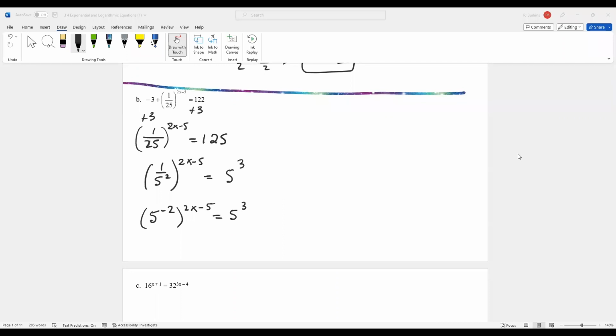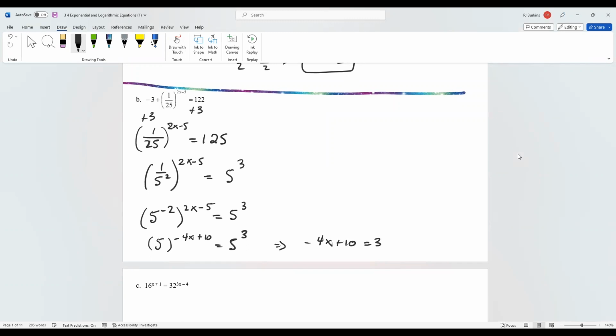All right, so I'm going to go ahead and multiply this negative 2 with the other powers. So that'll be minus 4x plus 10, and that's equal to 5 cubed. So now that I have 5 to a power equals 5 to a power, I can drop the bases and the powers must be equal.